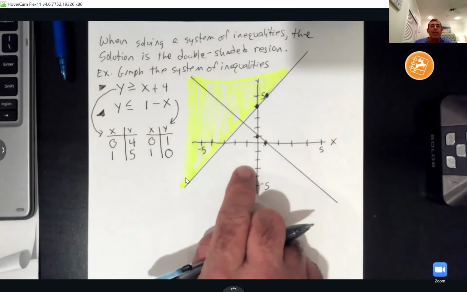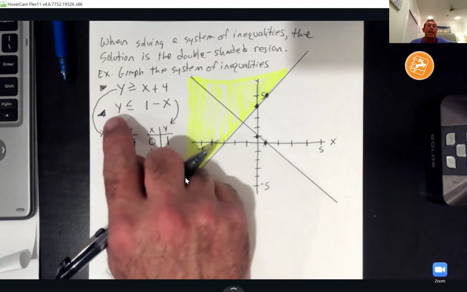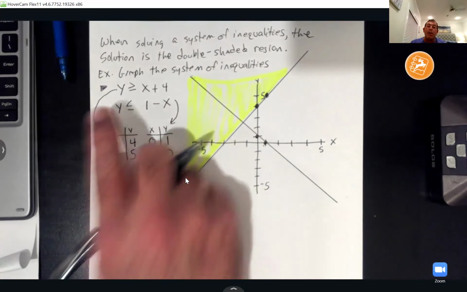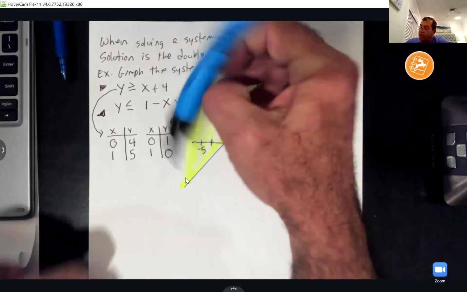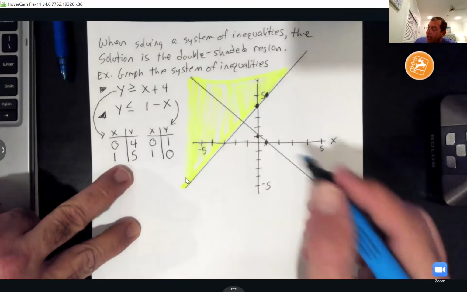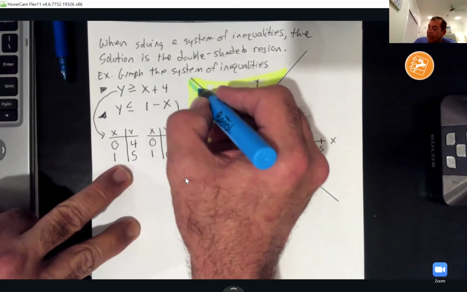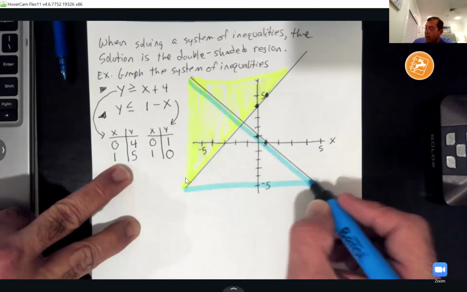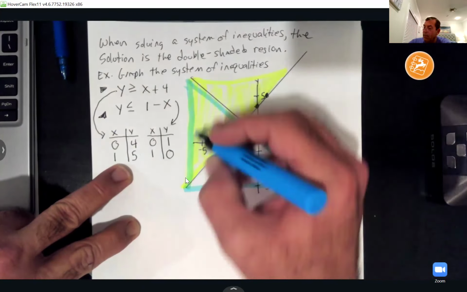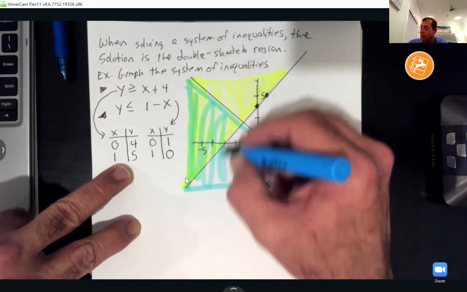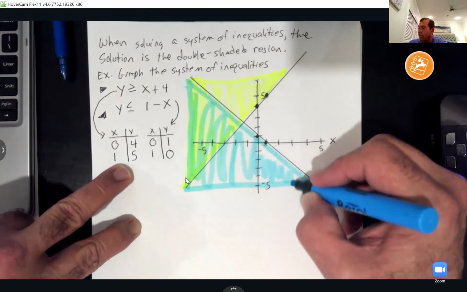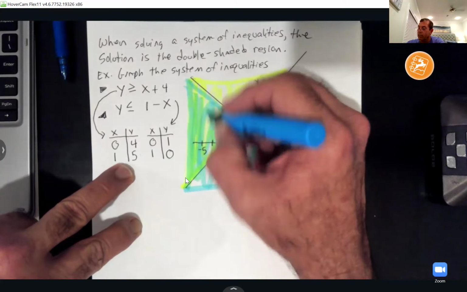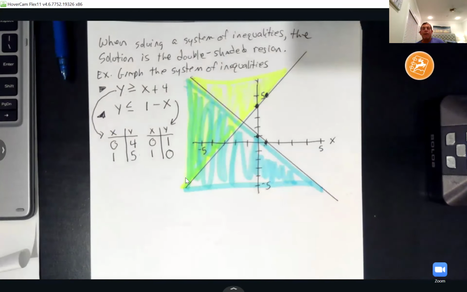Now I got to figure out where to shade it. Well, it was less than, so it shades to the bottom. So this line I just drew, shading under it would be this side. All righty.